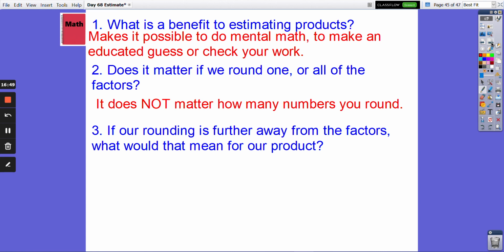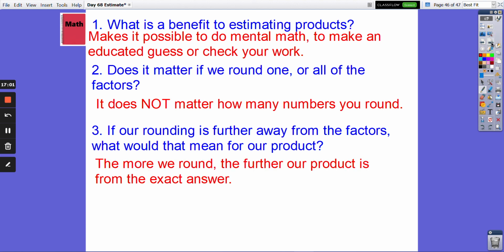If our rounding is further away from the factors, what would that mean for our product? That means if our rounding is further away, our estimation, that product, is going to be further away from the exact answer. Okay? The more we round, the further away we get from the factors, the further our product would be from the exact answer.